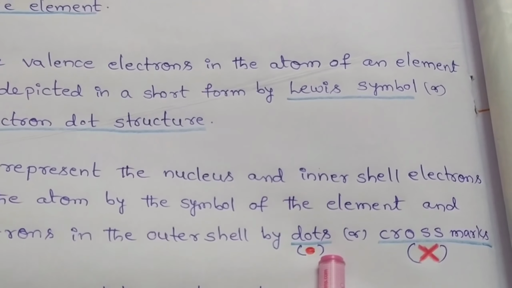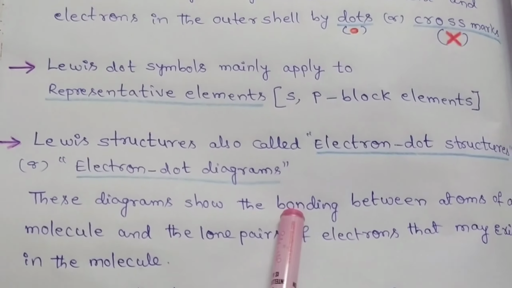Lewis dot symbols mainly apply to the representative elements. Representative elements belong to the s and p block elements. Lewis structures are also called electron dot structures or electron dot diagrams.